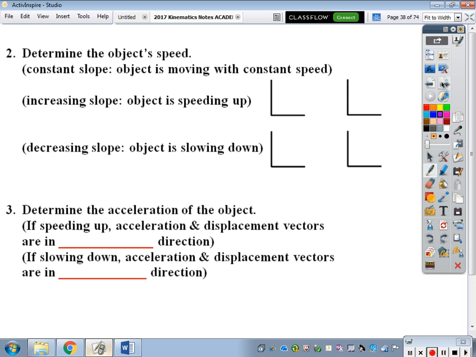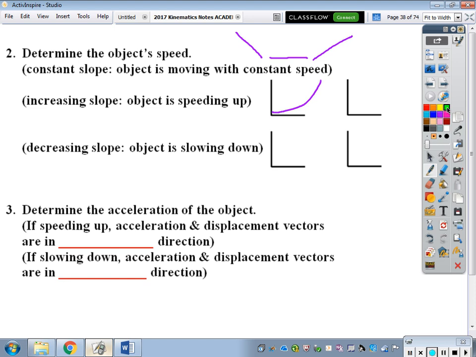What does that look like? Any constant slope is a straight line on a position versus time graph. So any straight line, we know that the object is moving with a constant speed. For an object that is speeding up, we're going to see an increase in the slope. So one of our possible curves we could see might look like that.